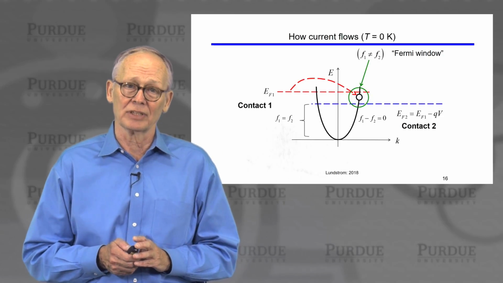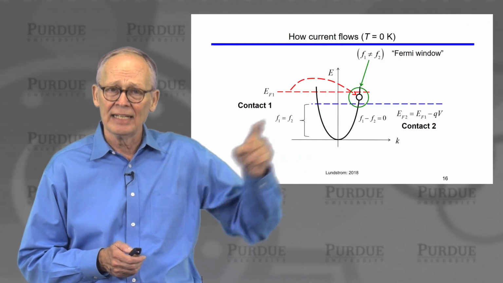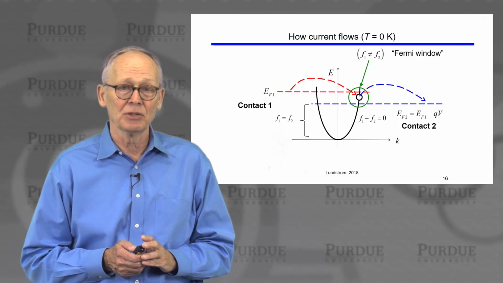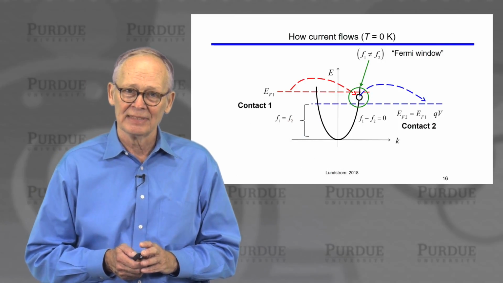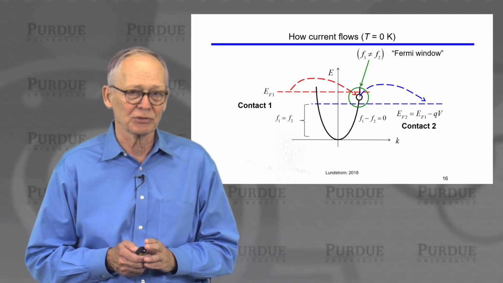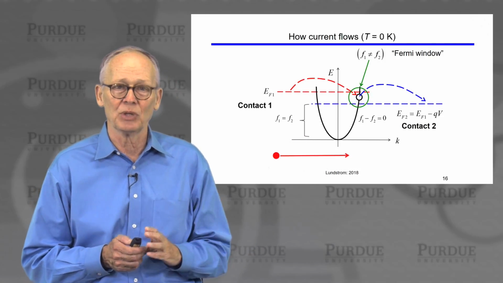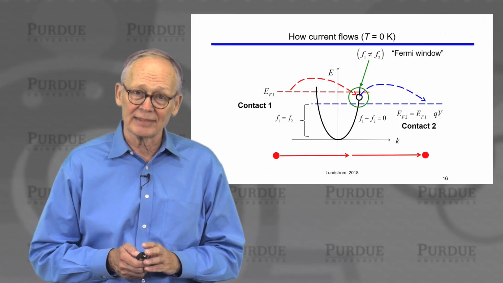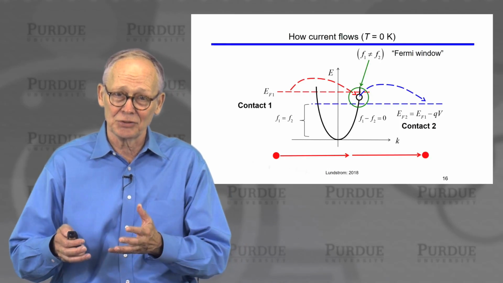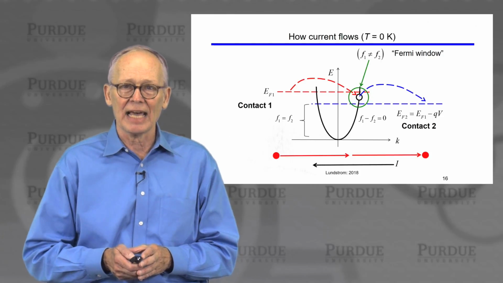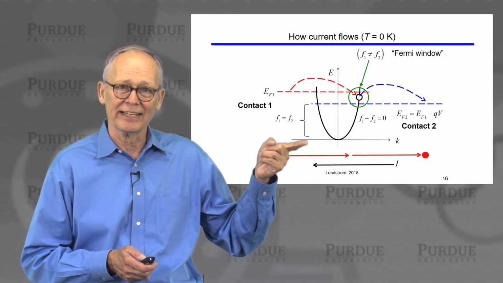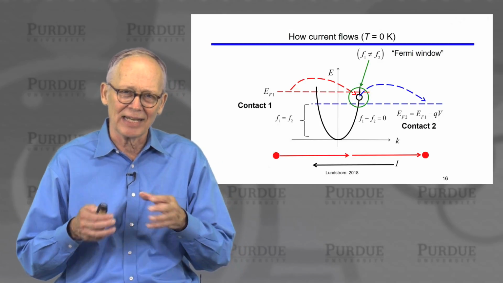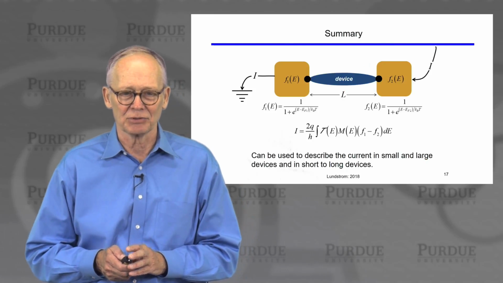Okay. Now contact 2 looks at that state, and contact 2 says, that state should be empty because it's above my Fermi level. So then the electron will flow out into contact 2. And that's sort of the way current flows in these small nanostructures. An electron comes in from contact 1 to fill up the state in the Fermi window. Then an electron flows out from that state into contact 2 to make contact 2 happy. The state should be empty. And that results in a current flow that is in the opposite direction in contact 2. So that's a very simple way that we can think about how current flows in these small nanostructures.